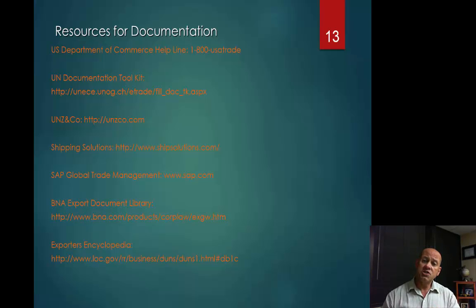There are documentation libraries. BNA has a very good one. There's the U.S. Department of Commerce, which has export.gov, which also is a good reference. The Exporters Encyclopedia. There are more resources online than ever to assist exporters, particularly with international documentation. So I hope this overview helps you in understanding international documents. And remember, consistency is the key to international documentation and good international transactions.